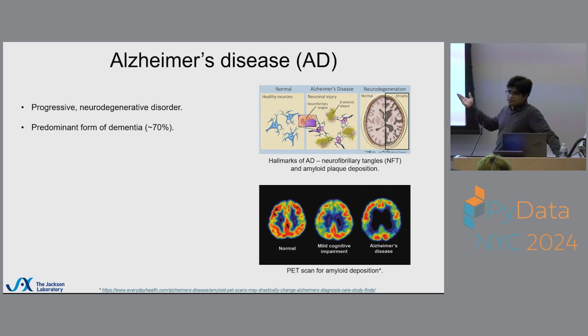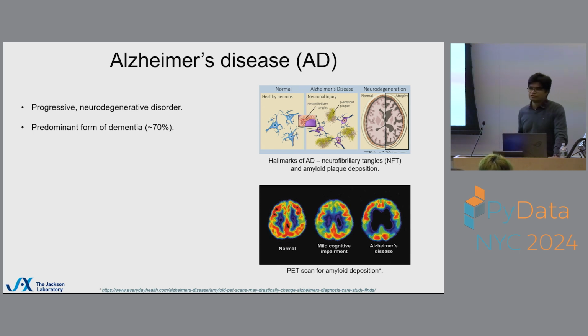So this work is essentially an attempt to extend our understanding of Alzheimer's and to identify potentially some new therapeutic targets for Alzheimer's by conducting an analysis of multi-omics data for Alzheimer's.